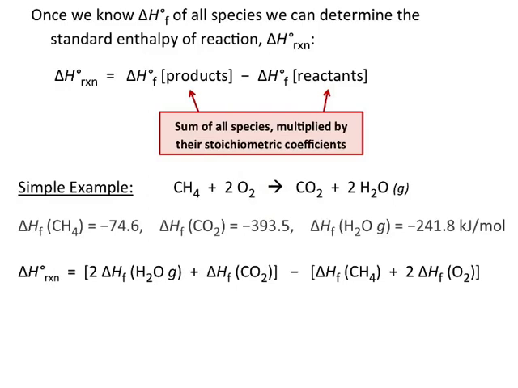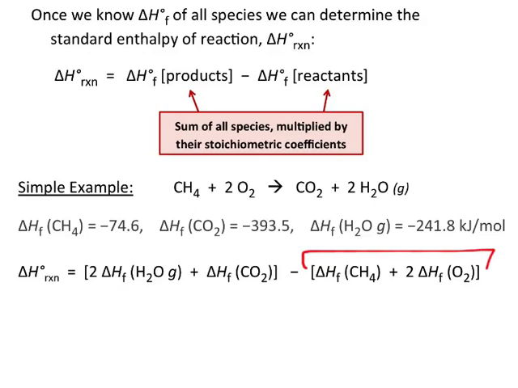Okay, so we take the products over here, and if we look at our products, we have 2 times water, because there's 2 waters in the balanced chemical equation. And then we have carbon dioxide right here. So 2 times the enthalpy of formation for water plus the enthalpy of formation for carbon dioxide. That's the left side. And then on the right side is all the reactants.